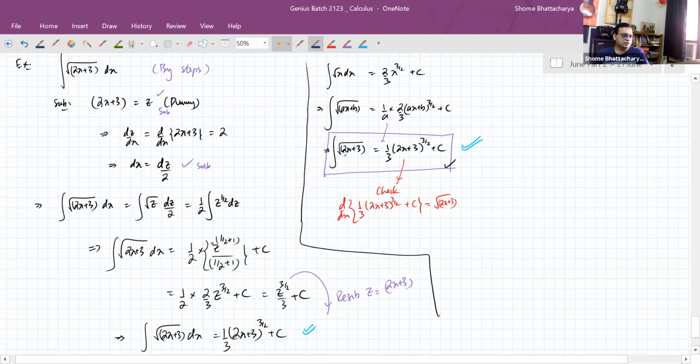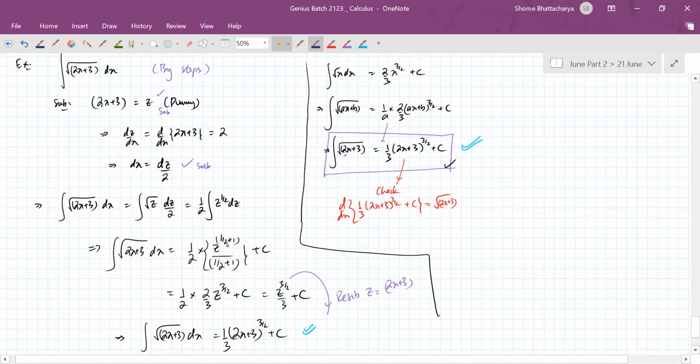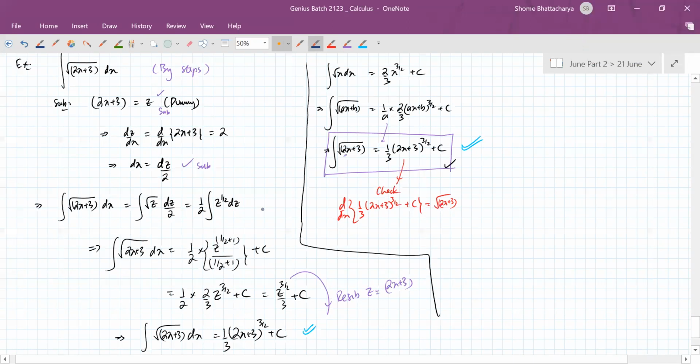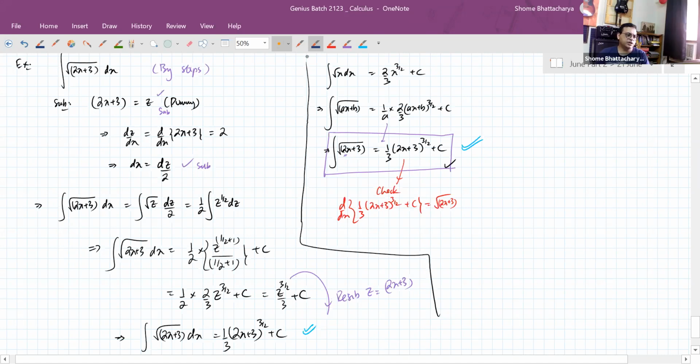Sorry, sir. Once we start solving the sums, do we need to use this long method, or can we just put the formula directly? No, we don't need to apply the steps. The steps are just for your understanding.